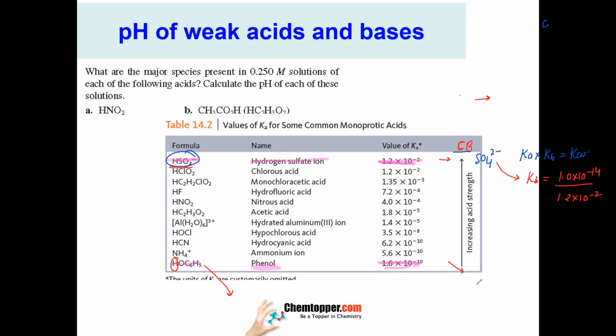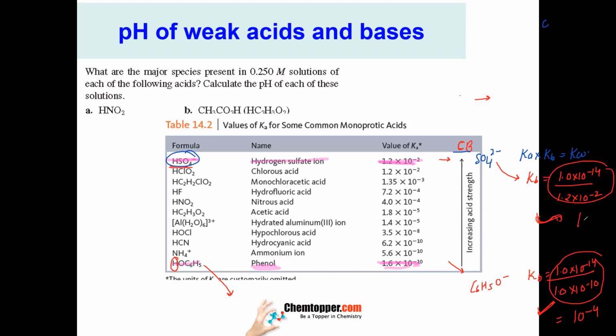For this phenoxide, C6H5O minus, the Kb value will be 1.0 times 10 raised to minus 14 over 1.0 times 10 raised to minus 10. Now you can compare their Kbs. You can see this Kb is quite big. This is just 10 raised to minus 4. And this Kb is approximately 10 raised to minus 12 or maybe minus 11.